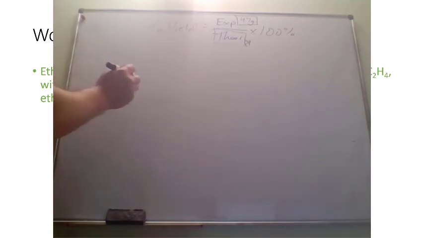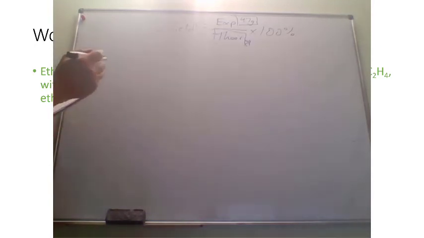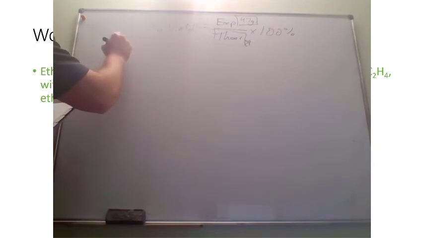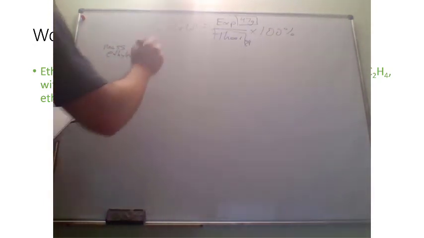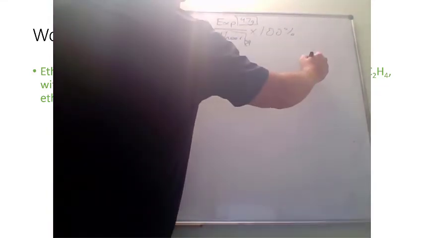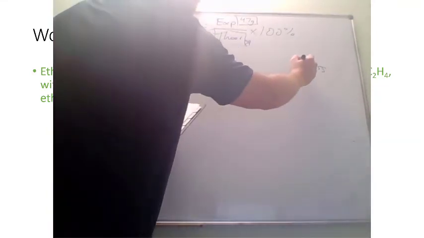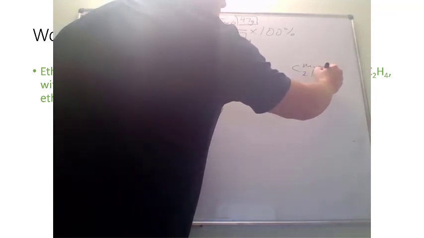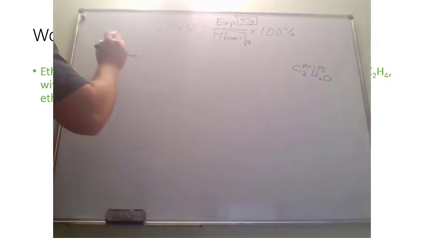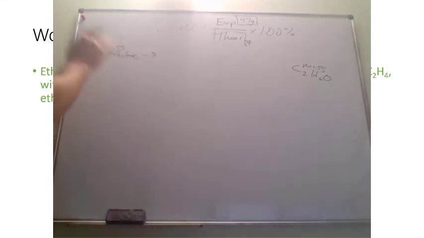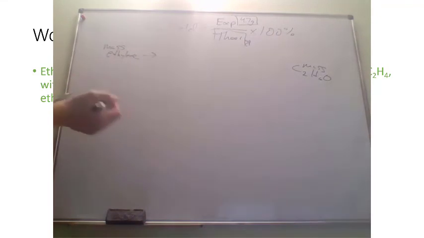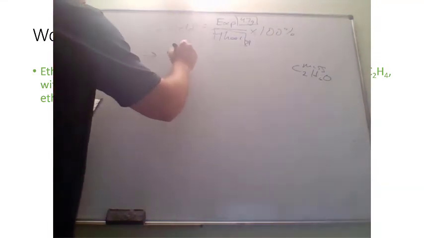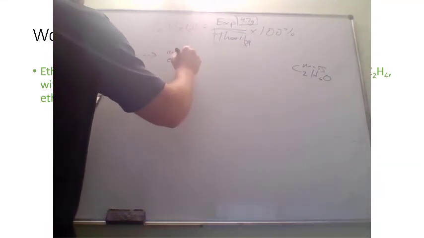we've done previously. So if we write out our flowchart of what we need to do, we have a mass of ethylene. We need to end up with a mass of the ethyl alcohol, which is our C2H6O. We know we cannot convert straight from the mass of one material into mass of another. We need to first convert to moles. So we need to go to moles of ethylene.